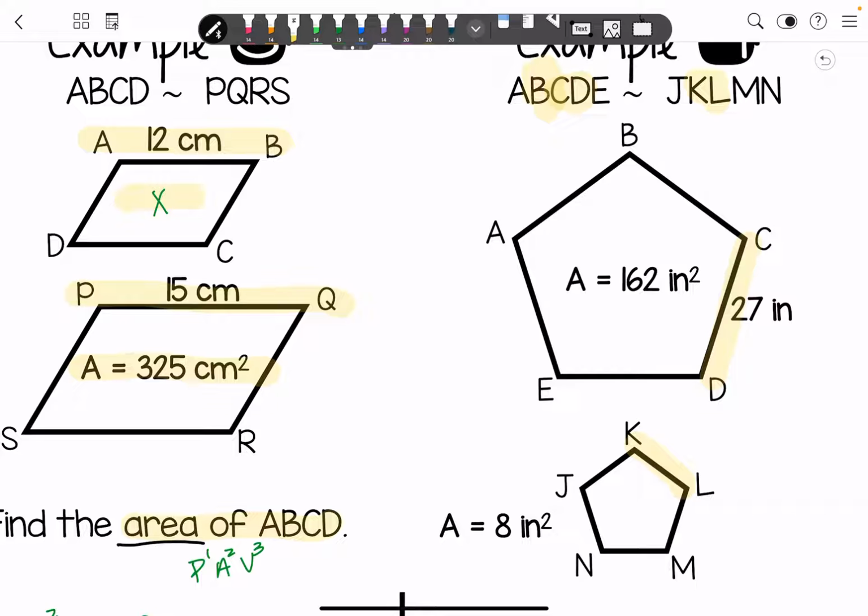Well, because we're working with the area of regular polygons, I'm going to have you assume, just for this one, that these are all congruent. And if they're all congruent, then we know that this is also going to be 27 inches. So it's missing that information there. All right, and I'm giving that to you. So make sure you make a note of that. And if that's the case, then KL and BC are similar, and we can set up our proportion.